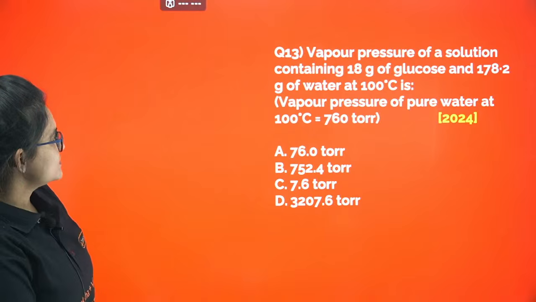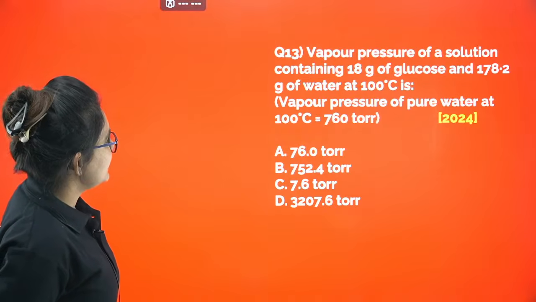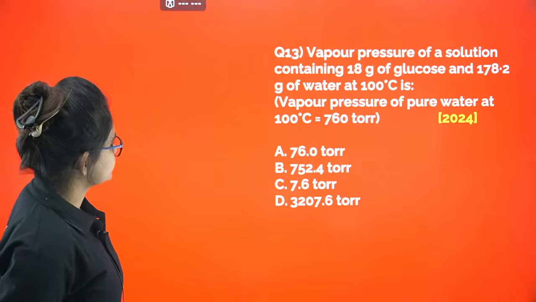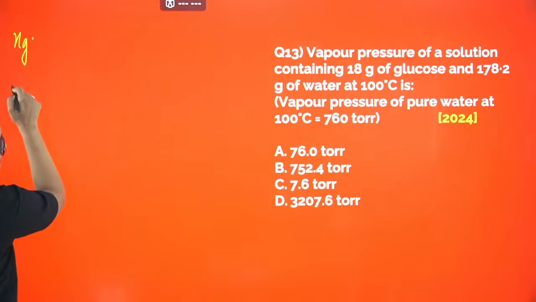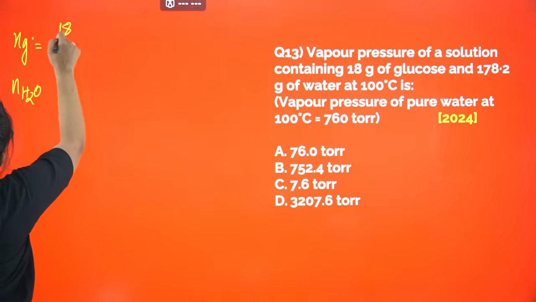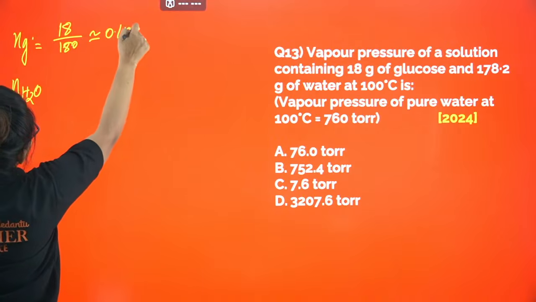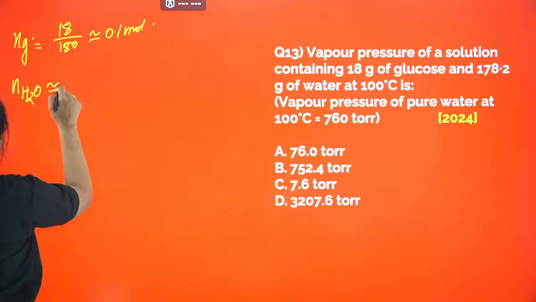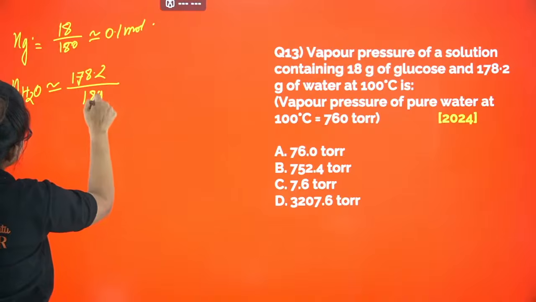Here you can see the next question: the vapor pressure of a solution containing 18 gram of glucose and 178.2 gram of water. Okay, let's see how to proceed. Again, we will simply find out the number of moles of glucose and the number of moles of water. For glucose I can do 18 by 180, so I will get 0.1 mole. Now for water, 178.2 divided by 18 gram per mole.